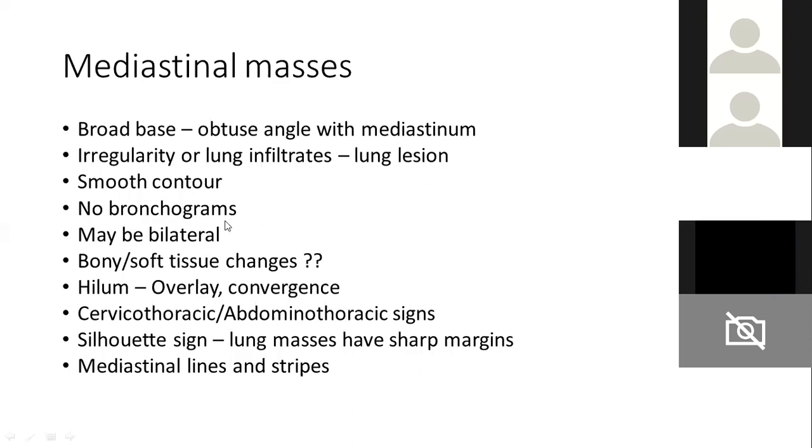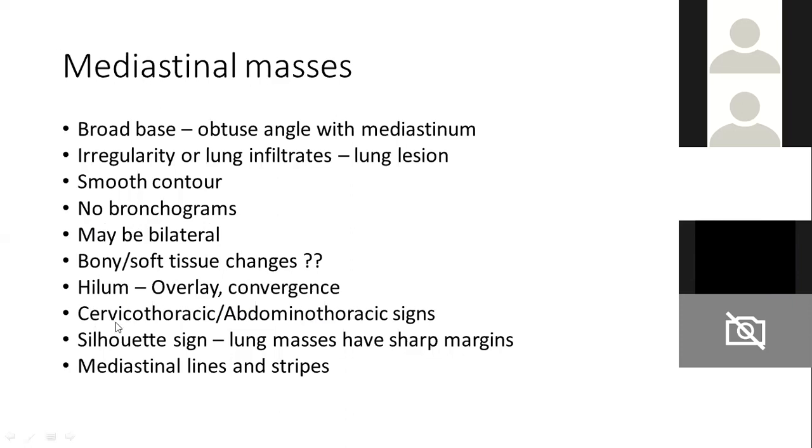Obviously, in mediastinal masses we don't expect to have air bronchograms, and if the mass is bilateral, so it is going on both sides of the midline, it is a mediastinal mass. Bony and soft tissue changes, especially with a posterior mediastinal mass, are more common, but even lung malignancies, if they have an extrapleural invasion, can cause bony infiltrations.